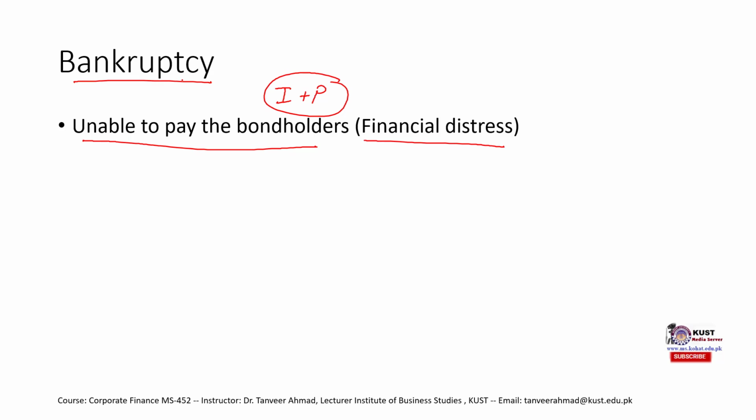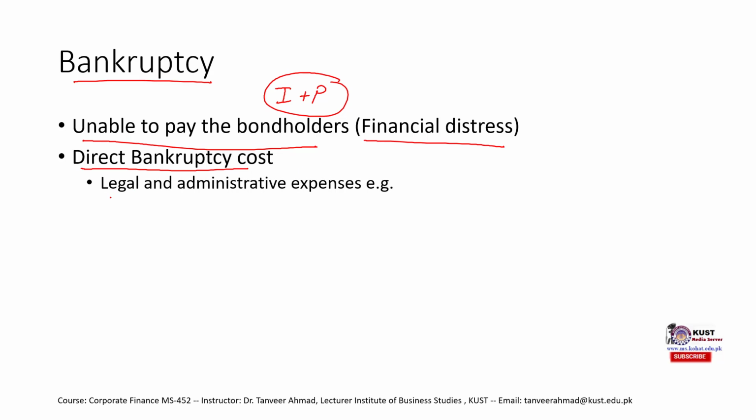Now, when bankruptcy happens, there are certain costs related to bankruptcy. And the first cost that we are going to discuss is the direct bankruptcy cost. This includes the legal and administrative expenses that the firm would have to incur during the course of bankruptcy. For example, the fees of the legal advisors and the court fees. So these are the direct bankruptcy costs that would have to be incurred.